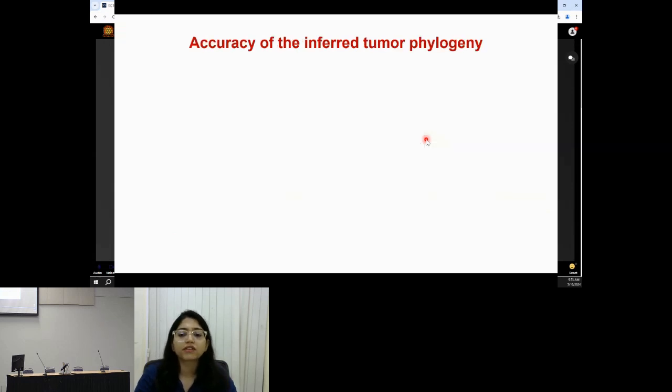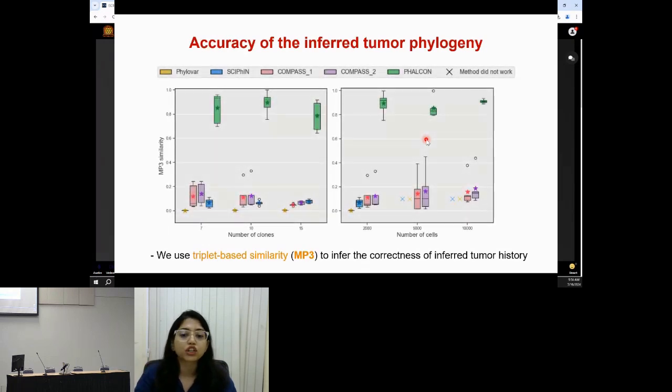Now we also wanted to infer whether we are inferring a good tumor phylogeny as well. So for that, we have used a triplet-based similarity for checking the correctness of the inferred tumor history. And we also included another method, which is COMPASS, which, if given the true set of single nucleotide variations, gives you a reconstructed phylogeny of the same. And PHALCON is outperforming all the methods by large margins, even in the case of inferring the tumor phylogeny.